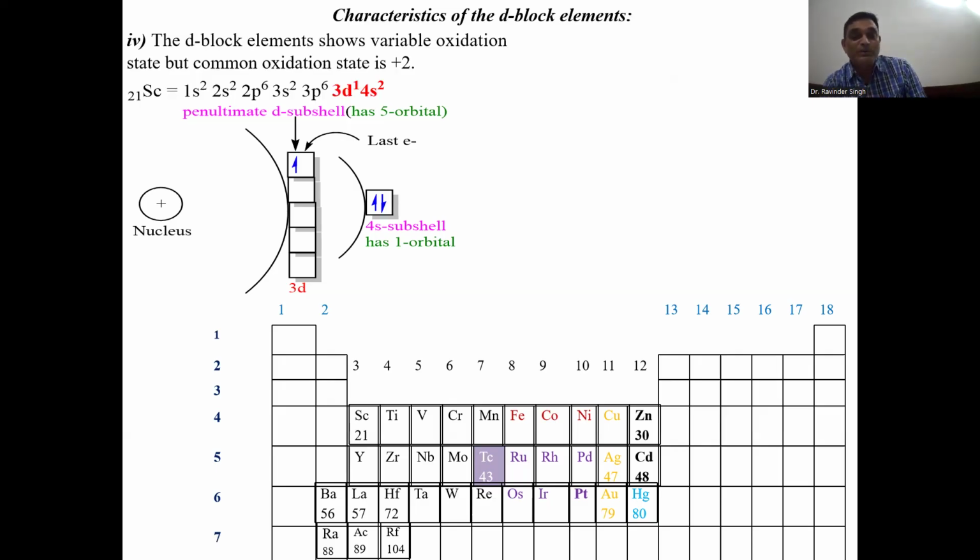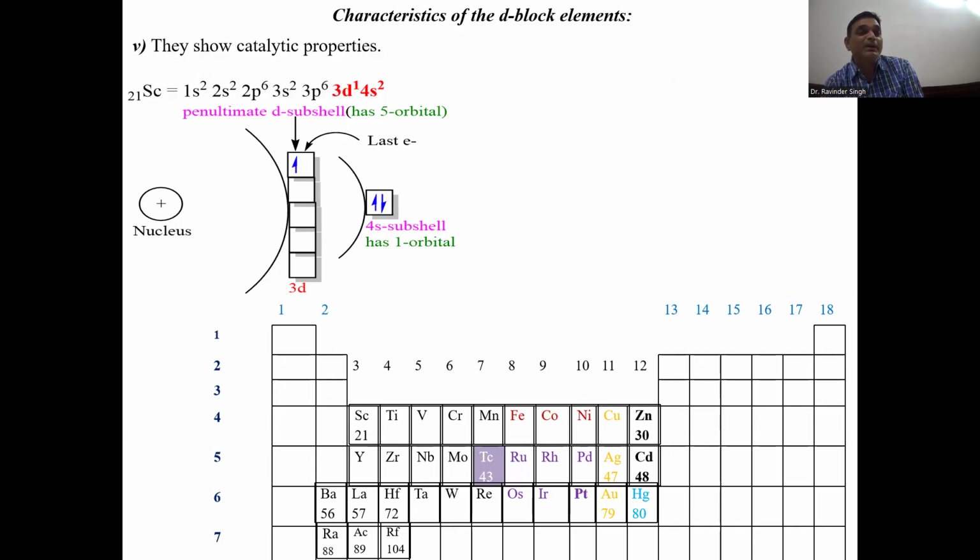In all these elements' configurations, there are 2 electrons in their valence s subshell, which can be lost easily. So the common oxidation state of all these elements, whether the d block element belongs to the first transition series, second, third, and so on, is +2. The reason remains the same, because in all these d block elements the valence shell is the s subshell, and the electrons present in it are 2, which can be lost easily. So the common oxidation state is +2, right?